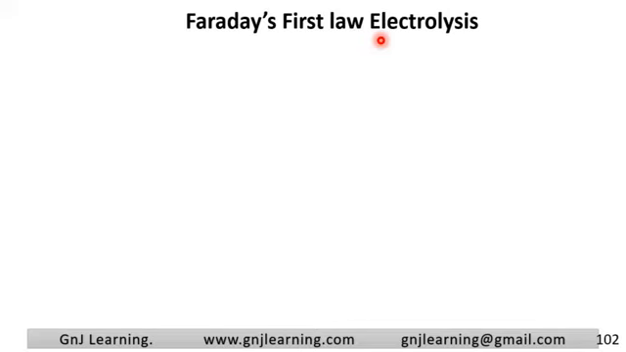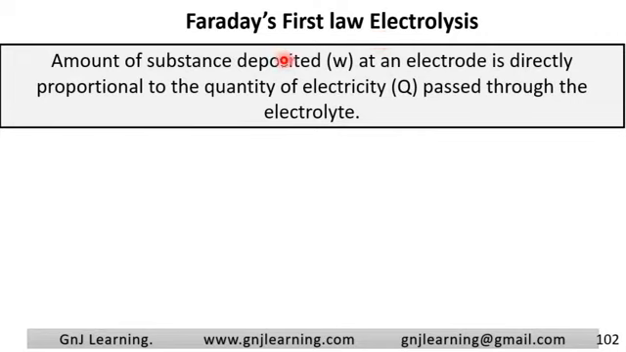So what was the law? It is the same as we discussed in the last slide. Amount of substance deposited at an electrode is directly proportional to the quantity of electricity passed through the electrode. We saw this in the last slide. So the amount of substance deposited, that is W mass, at an electrode is directly proportional to the quantity of electricity passed. And we saw the relationship W proportional to Q. So this is Faraday's first law, and W proportional to Q.